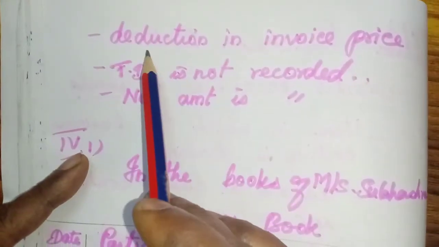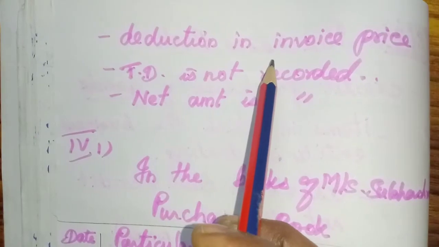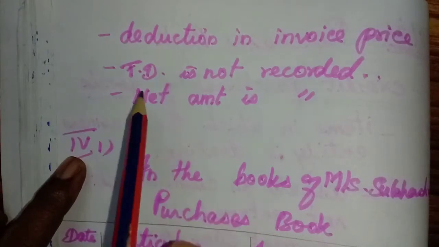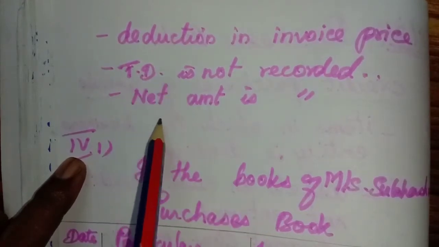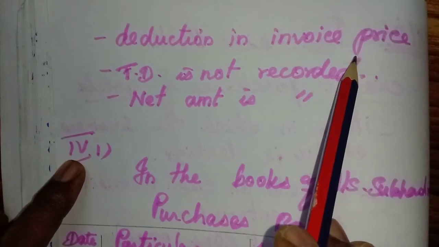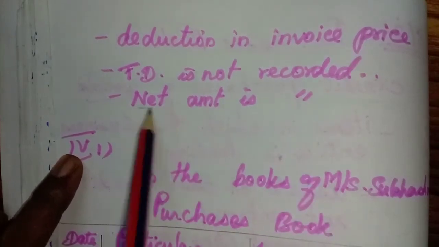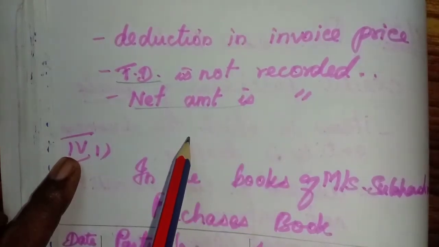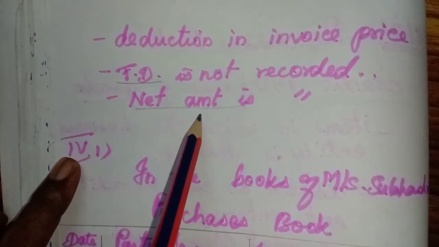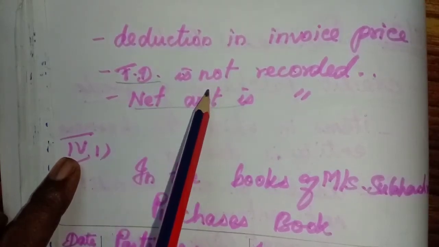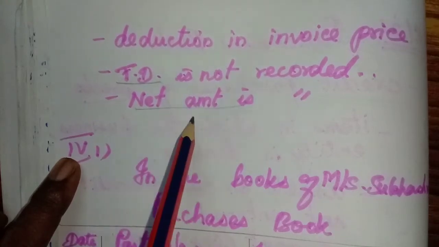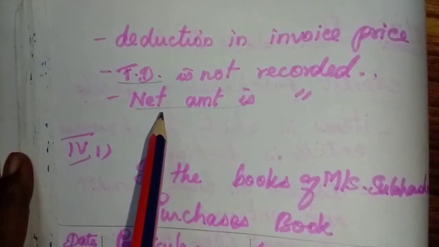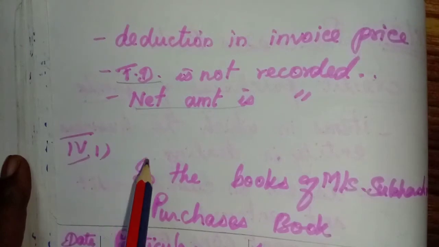And we have learnt already, it is a deduction from the invoice price. In the invoice price they are reducing this, and only the net amount will be shown in the invoice. That net amount only will be recorded in the books of accounts, but trade discount is not recorded in the books of accounts. Not the gross amount, the net amount. After deducting the trade discount, the amount that comes is called net amount. That is what is entered in the books of accounts. Hope you have understood what is trade discount and what is purchases book.